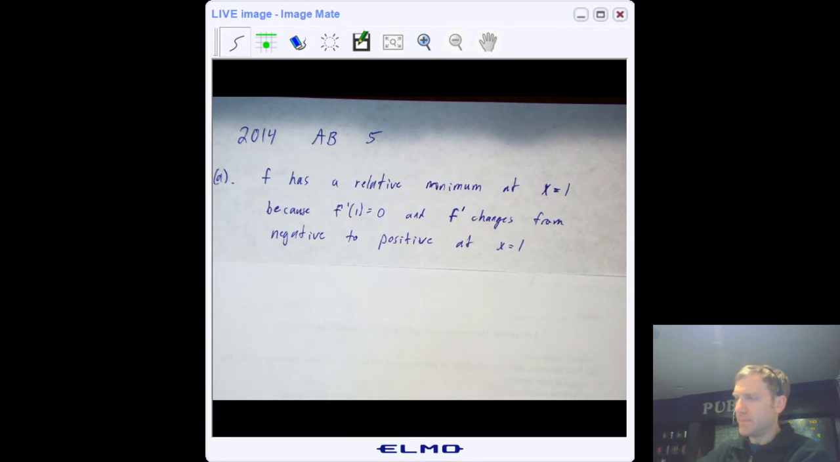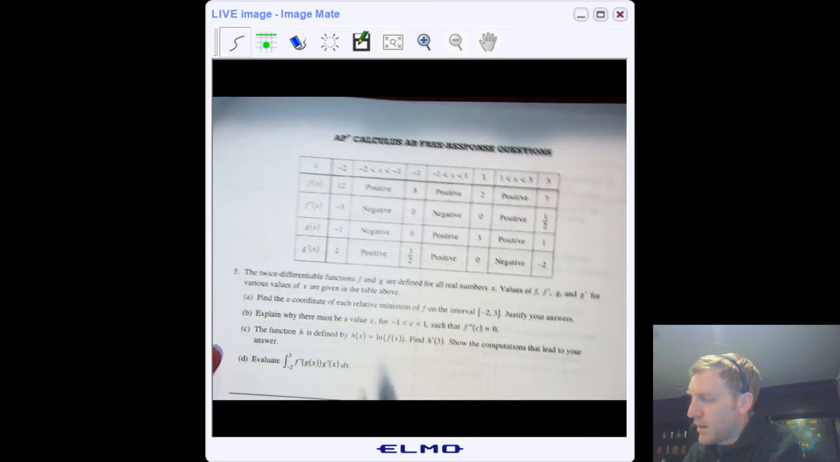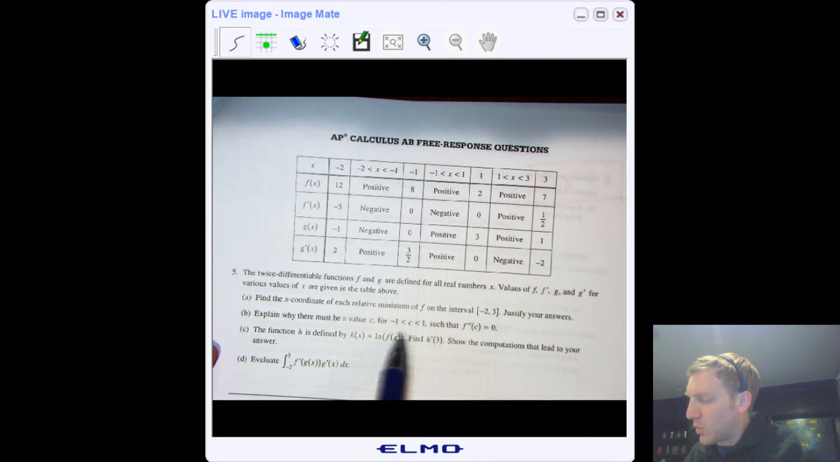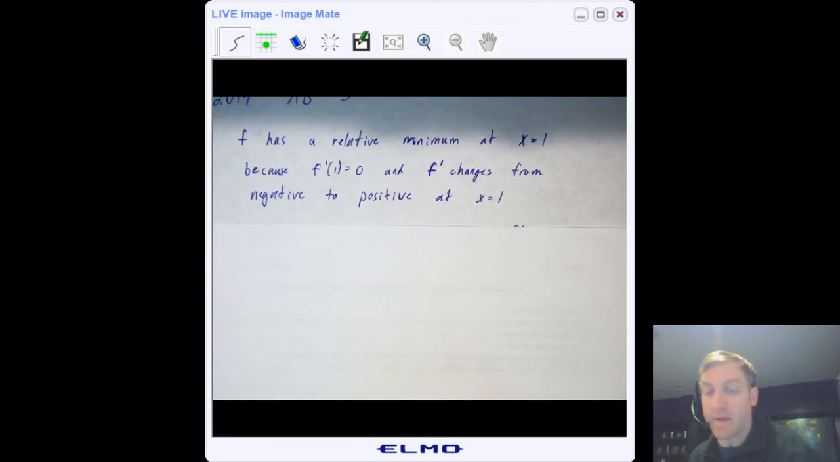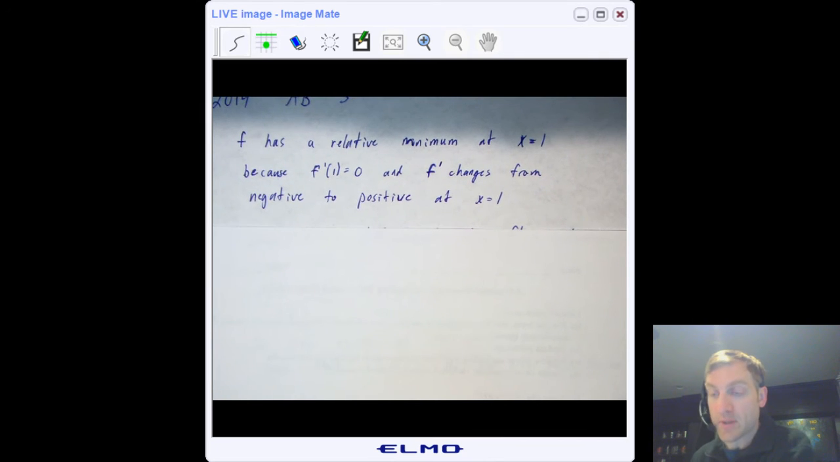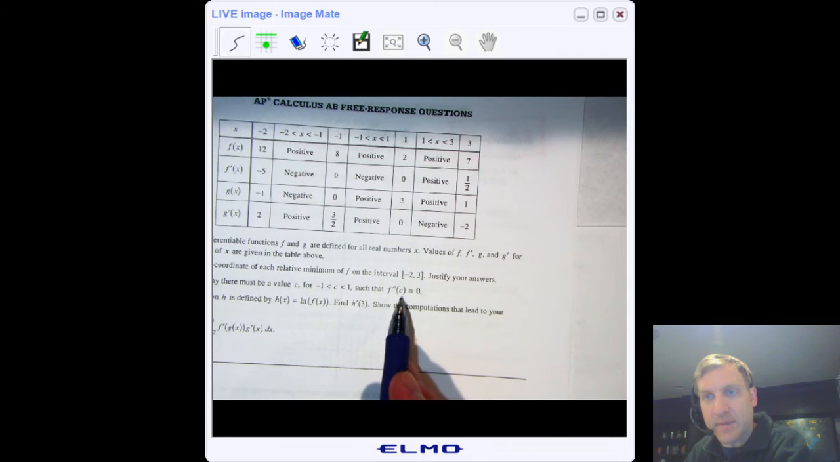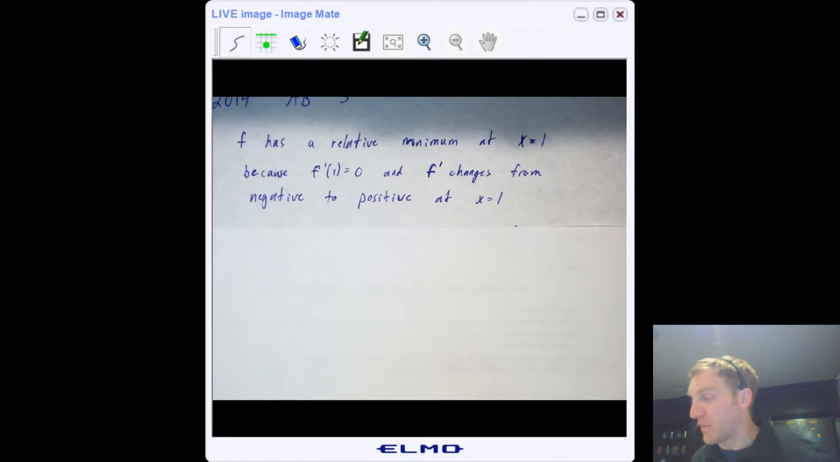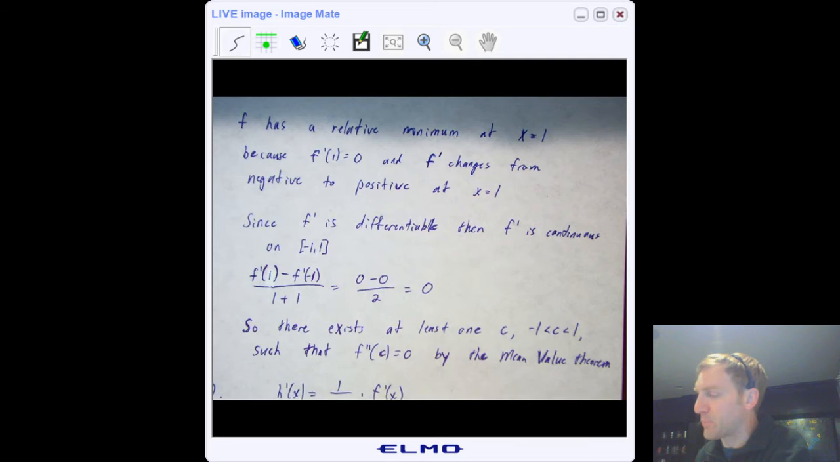All right, part B. Explain why there must be a value between negative 1 and 1 so that the second derivative equals 0. Another existence theorem. This one's the mean value theorem. How do I know that? Because I'm talking about the slope or the derivative over the interval. But since I'm using the second derivative, that means I want to look at the slope of the first derivative. Okay, so I want to talk about f prime here.